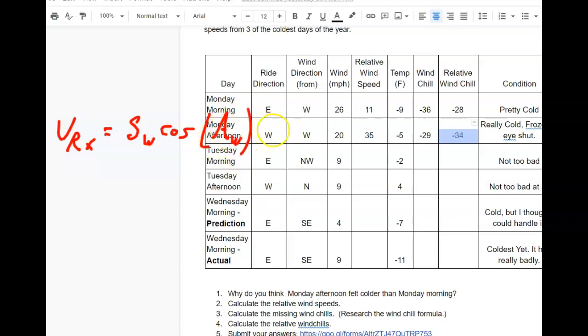Now I'm going to do minus here, because we've got to do minus the velocity of the biker. So the velocity of the biker is going to be the speed of the biker times the cosine of the angle of the biker. All right.